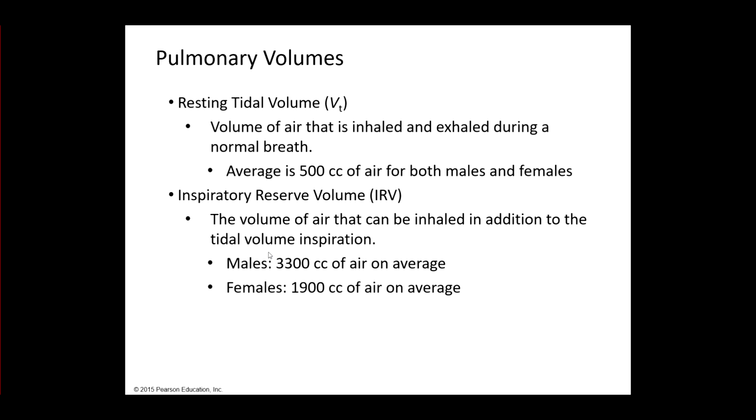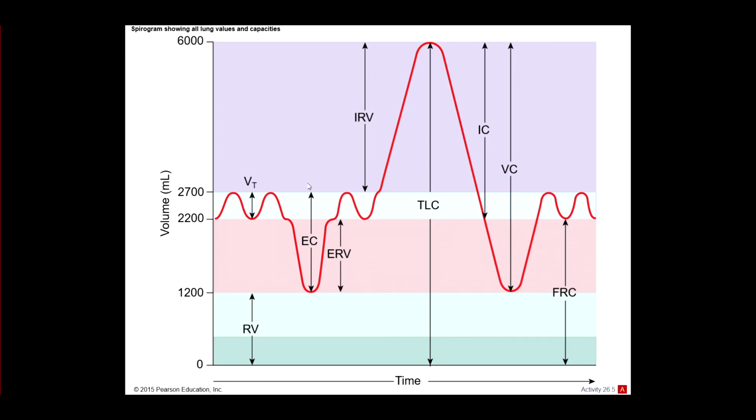So the first of the four volumes that I'd like to go over is known as the tidal volume or the resting tidal volume. And very simple, this is the amount of air that we move during a normal breath, right? We're not doing any type of exertion. Just like you're sitting here, listening to this lecture, more than likely you're just sitting quietly, breathing in, breathing out, right? That would be the tidal volume. And it's roughly about 500 cc's or milliliters of air for both males and females, right? They're pretty equal.